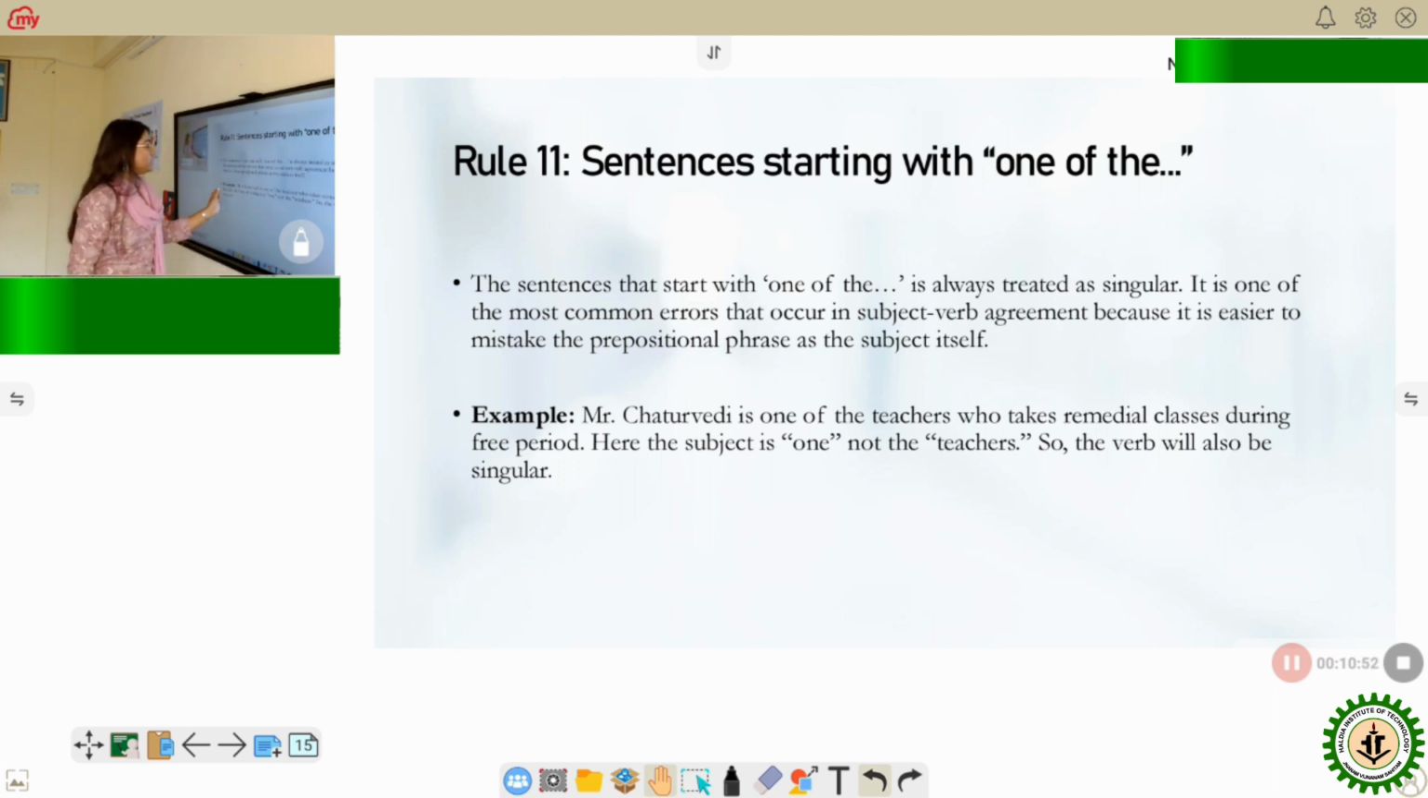For example, Mr. Chaturvedi is one of the teachers who take remedial classes during free period. So Mr. Chaturvedi is one of the teachers. If we mistake the teachers as the subject, we will give it a plural verb, but the subject is one of many teachers. So it will always be singular. Any sentence that starts with "one of the" will require a singular verb.